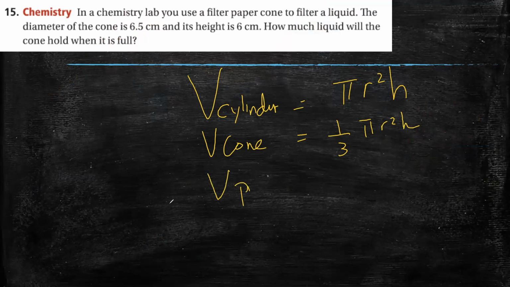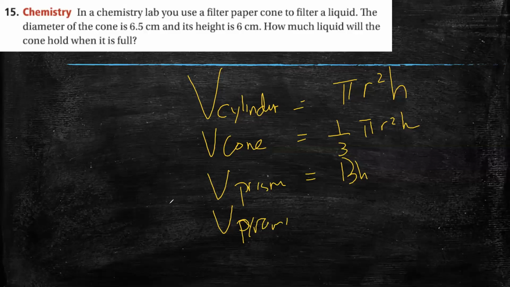The volume of the prism is B times h, and the volume of the pyramid is one third Bh. These are the four shapes. Until now, we talked about the surface area and the volumes of them. On Monday, we'll talk about the sphere, its volume and its surface area.